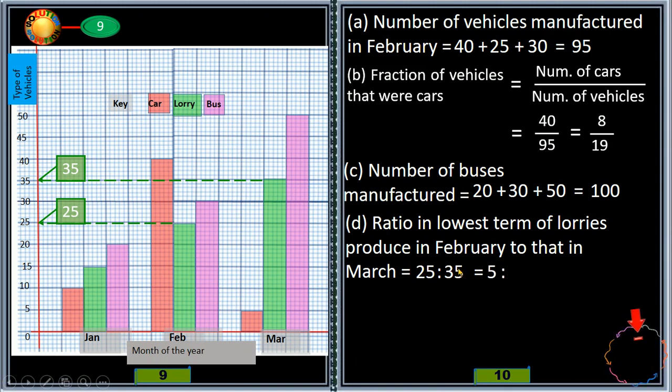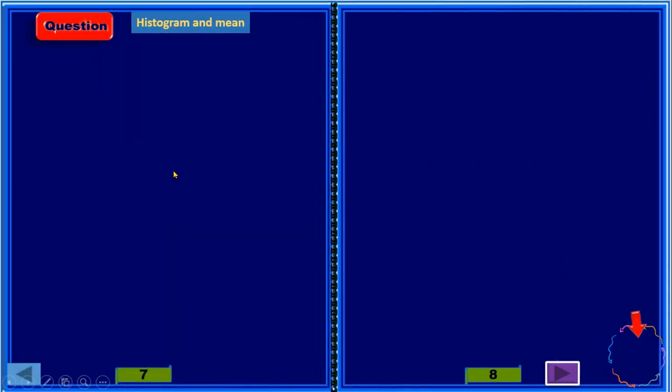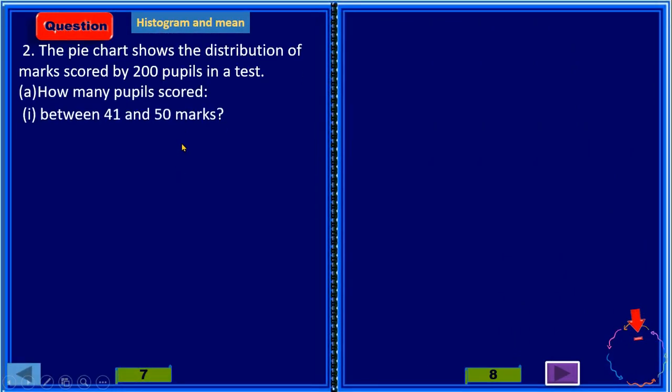25 divided by 5 is 5. So 35 divided by 5 will be 7. So therefore, the ratio of the lorries produced in the month of February to that of the month of March is 5 is to 7. That brings us to the end of this particular question. We are going to go to the next slide to answer another question on pie charts.